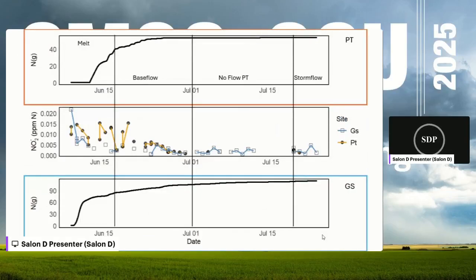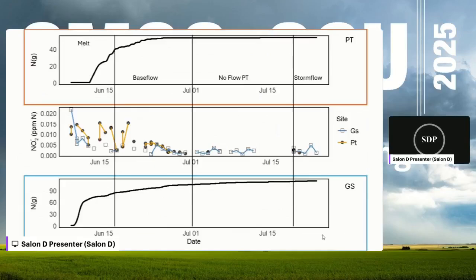Here's a seasonal breakdown for nitrite. We see early peaks during snowmelt, likely a remnant of incomplete nitrification prior to freeze up in the fall. Concentrations then decline over the season, indicating nitrification plays less of a role in late season export.